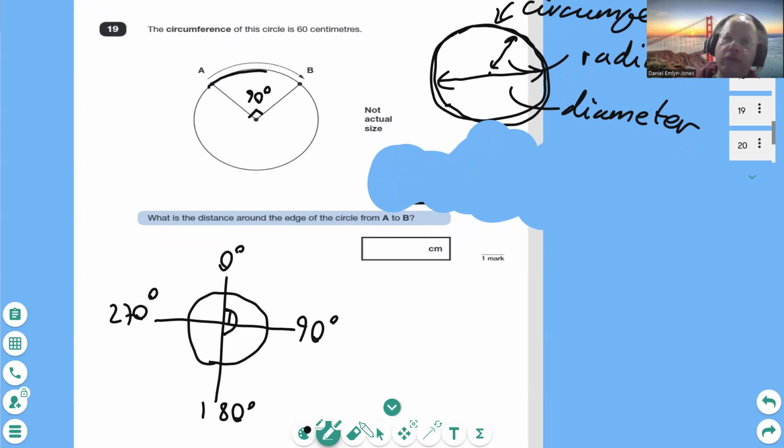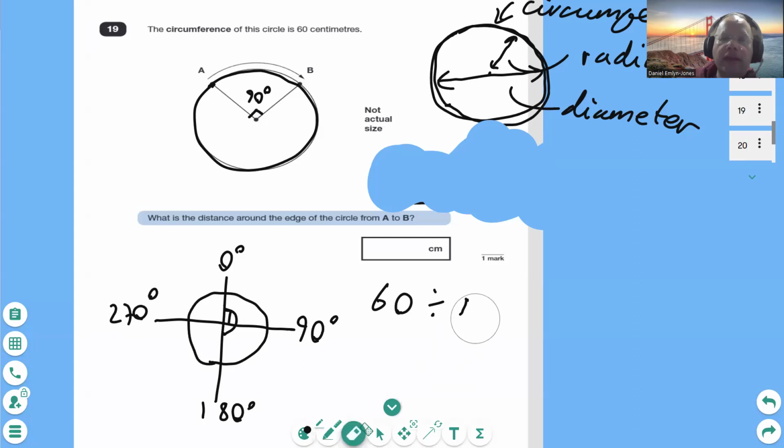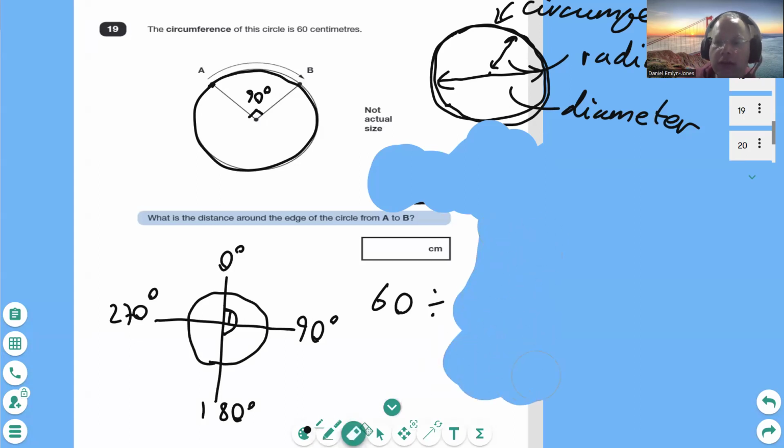So if the circumference all the way around the whole thing is 60, we do 60 divided by, not by 90, by 4, senior moment. Chop it into quarters, we could do that in our heads, can't we? 60 divided by 2 is 30. 30 divided by 2, 15 centimeters, isn't it? That's 15 centimeters. Good. Yeah, lovely. Okay.